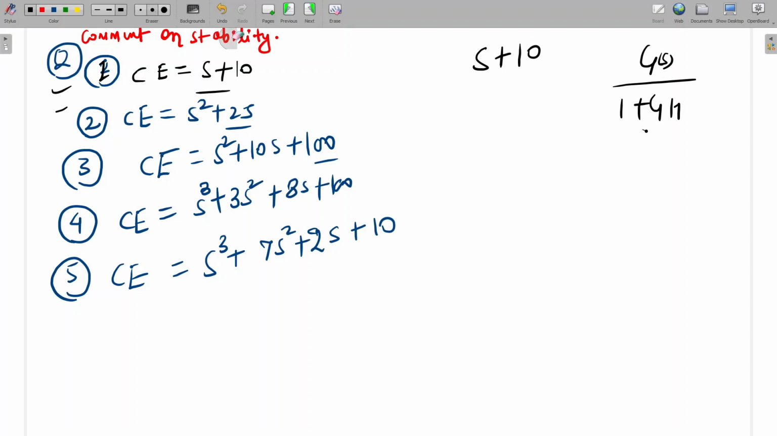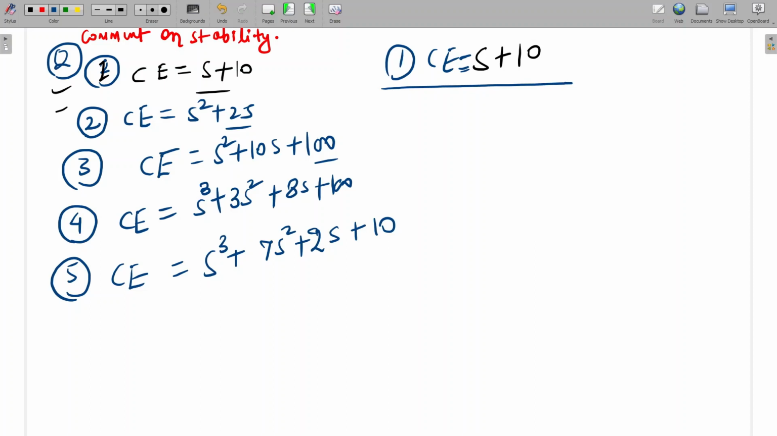Can anyone tell whether it will be stable or unstable if this is the characteristic equation? Question number one: the characteristic equation is given as this. What will be the pole location? Minus 10, sir. So this is a stable system. If stable, we'll see the RH criteria; here only s is there, so the pole will be in the left hand side, at minus 10.